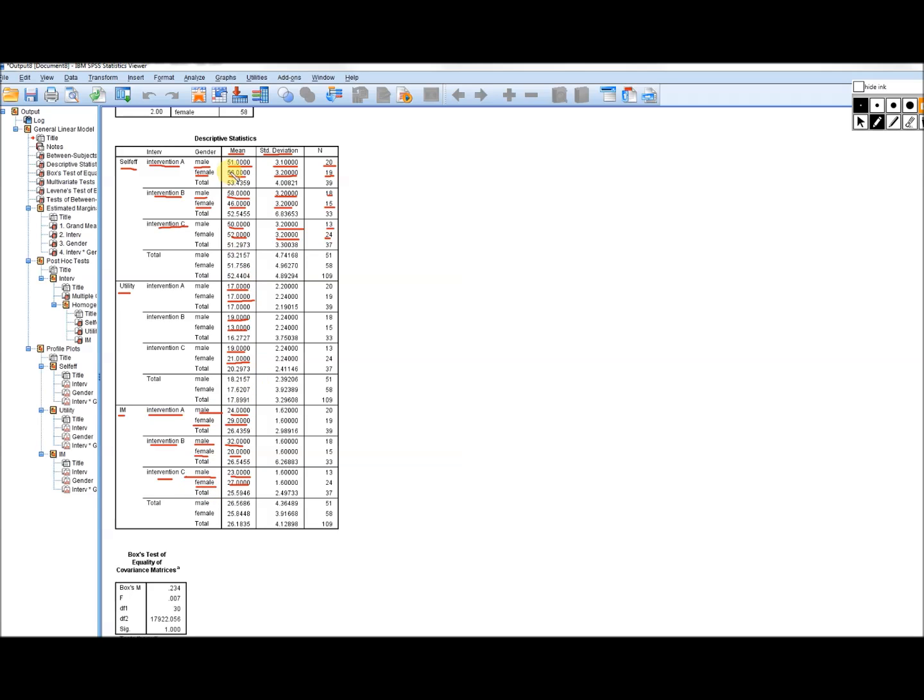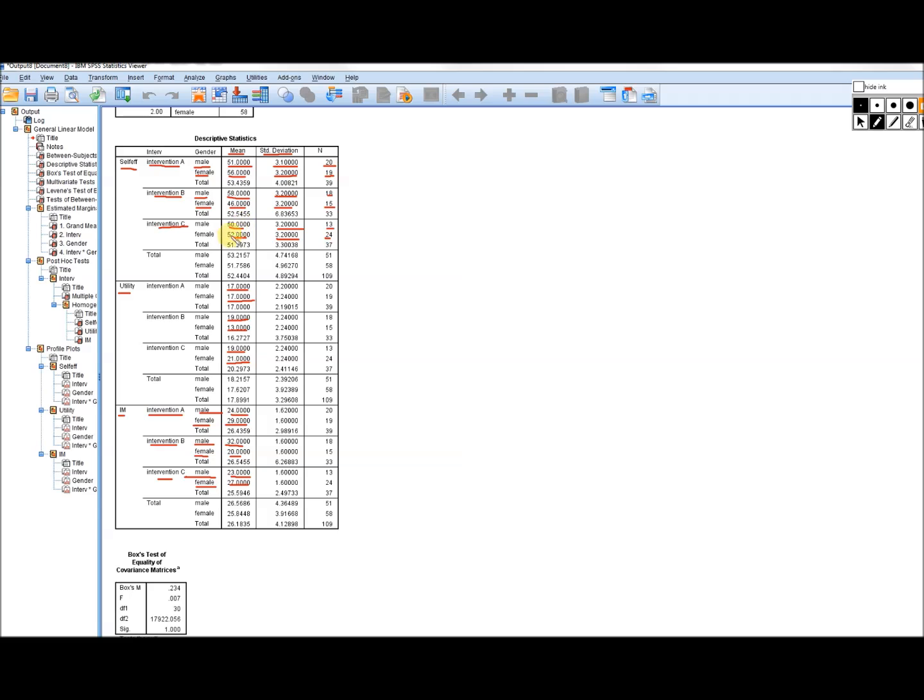So essentially you have some mean differences for self-efficacy, utility, and intrinsic motivation. We can't say that these are significant differences, however, because we haven't actually carried out the inferential test. But descriptively, these are the means for the different groups.